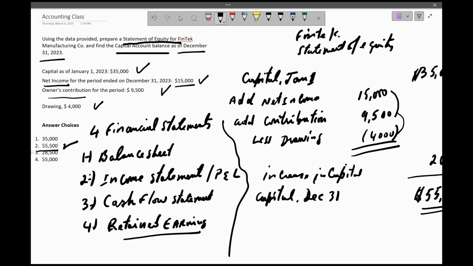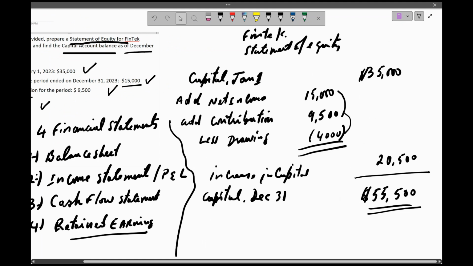So this is very simple. It's not a lot of calculation to prepare your statement of equity. I know a lot of small business owners usually use QuickBooks. Once you enter the data into QuickBooks, QuickBooks makes that calculation for you. But it is very important that you know how to prepare your statement of equity without even using QuickBooks.